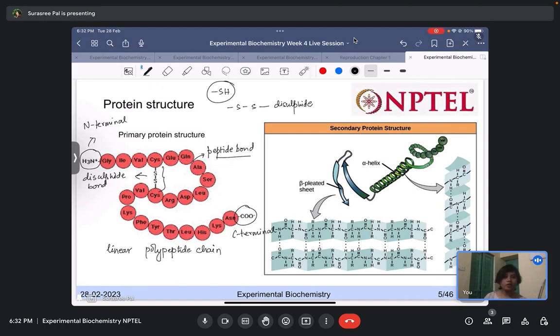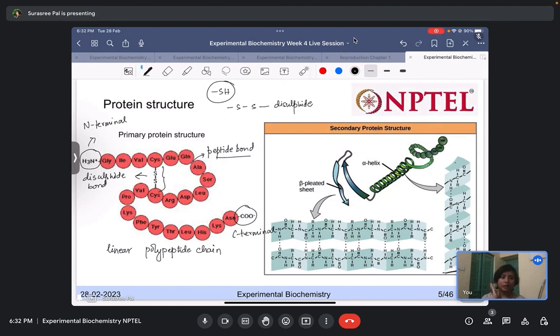Now coming to secondary structure, I told you that this is how the secondary structures look like. This is an alpha helix, and this is a beta sheet, or you can call it a beta pleated sheet. Now if you look at these detailed structures, the alpha helix looks like this. So it's a helix form, right? And usually alpha helices are right-handed helices. So how is this helix formed, or how are these beta sheets formed?